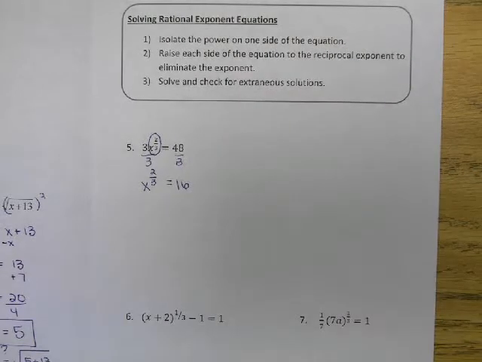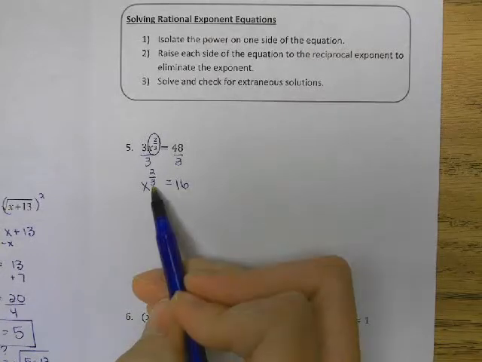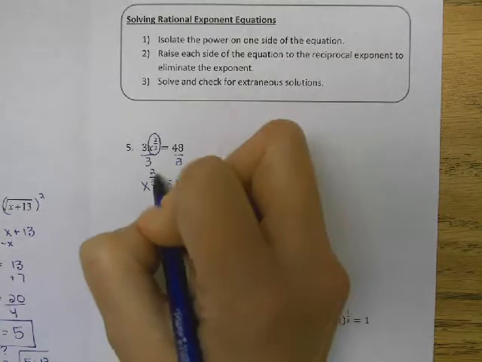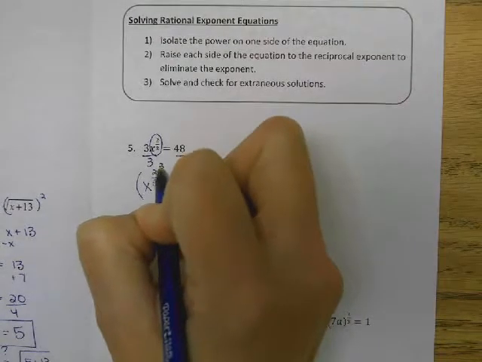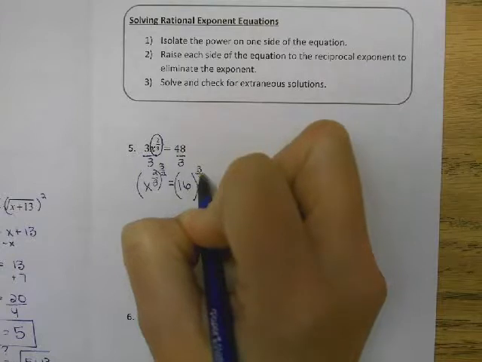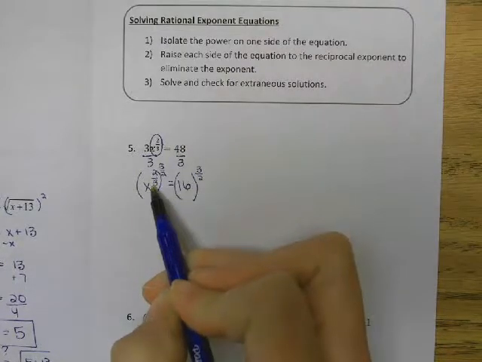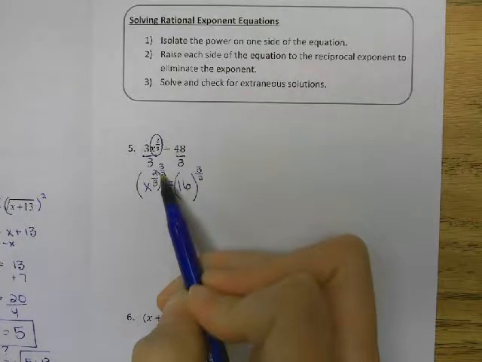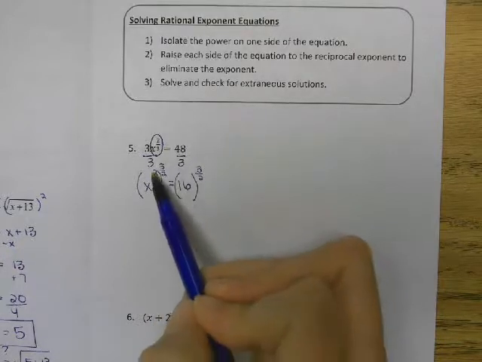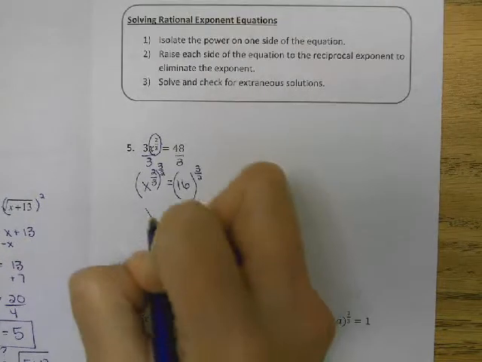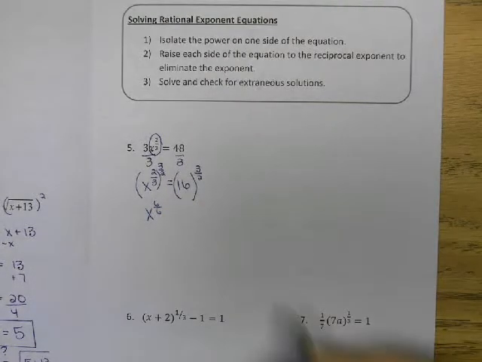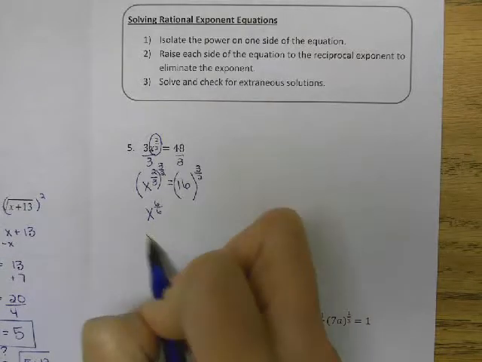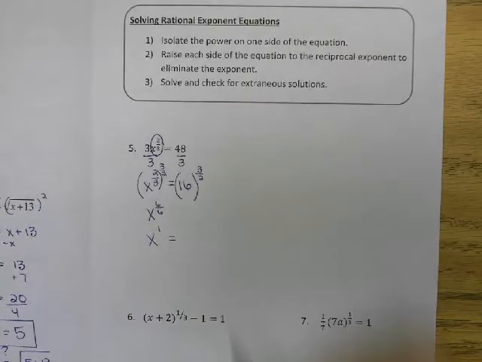In the past, on these over here, to get rid of the radical, we squared it, or we cubed it. Over here, since this is raising it to a power, I'm going to raise it to the reciprocal power, so 3/2. I do that because my exponent rules say that a power to a power, I multiply. So I'm going to get 2 times 3, which gives me 6, and 3 times 2, which gives me 6. So I really get x to the 1.